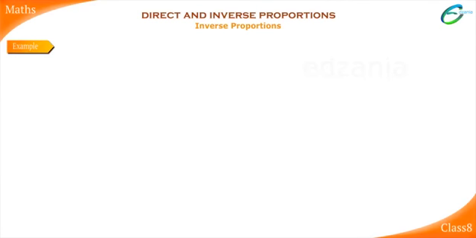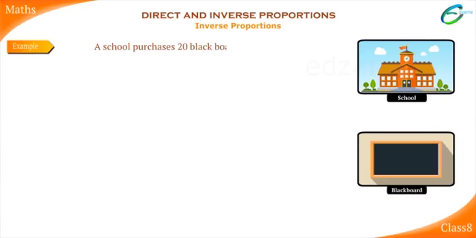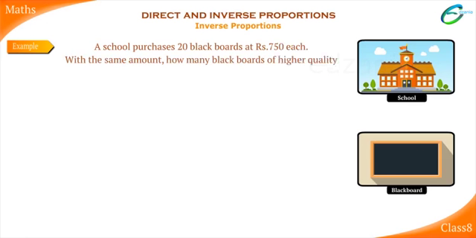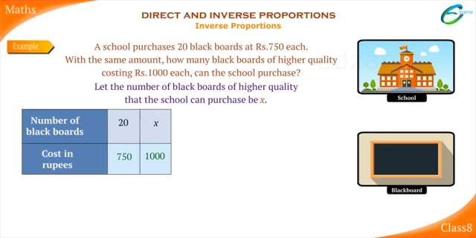Let us take another example. A school purchases 20 blackboards at rupees 750 each. With the same amount, how many blackboards of higher quality costing rupees 1000 each can the school purchase? Let the number of blackboards of higher quality that the school can purchase be x. From the information provided, we get the table shown here.